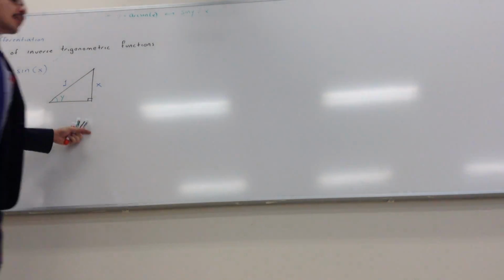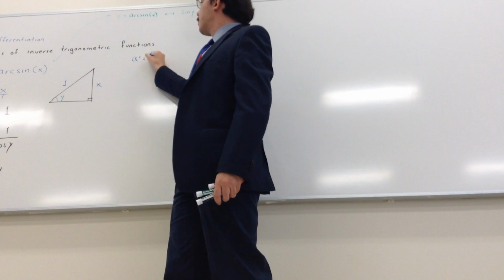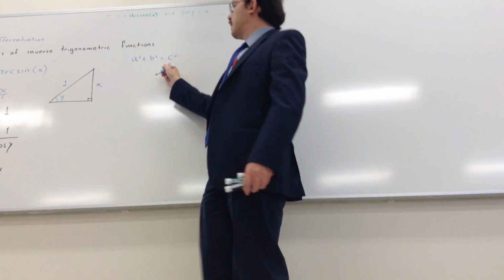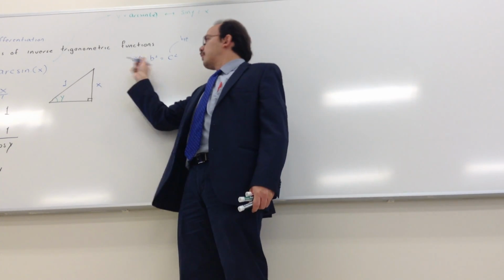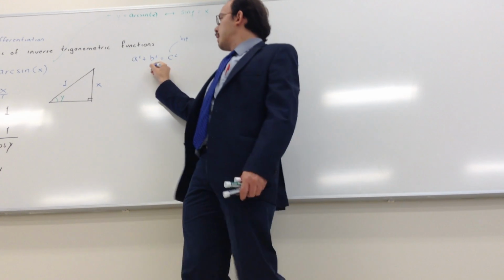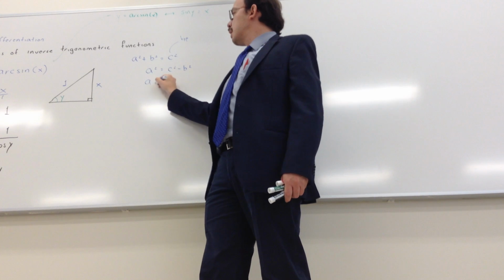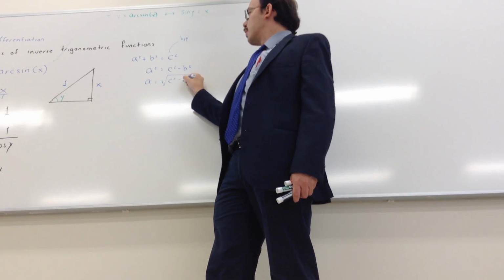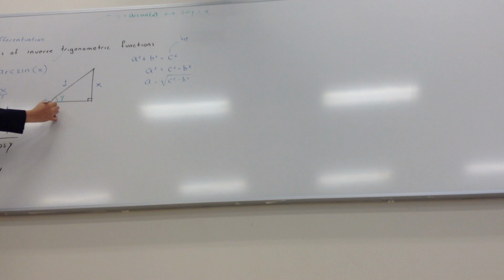Now, using the Pythagorean theorem, can I get the expression for this side? If you remember, the Pythagorean theorem says a squared plus b squared equals c squared, where c is the hypotenuse. If I want to select one of the sides, it doesn't matter which, a squared is equal to c squared minus b squared. So a is going to be the square root of c squared minus b squared. If I apply that into this triangle, what is the expression for this side? The square root of 1 minus x squared.